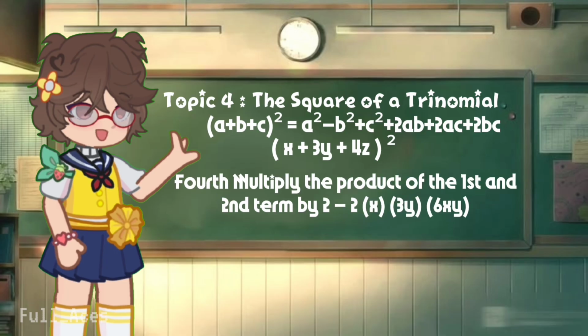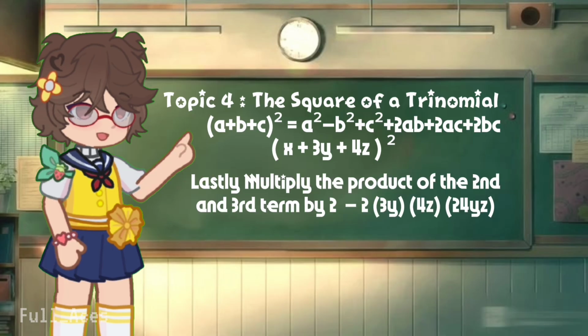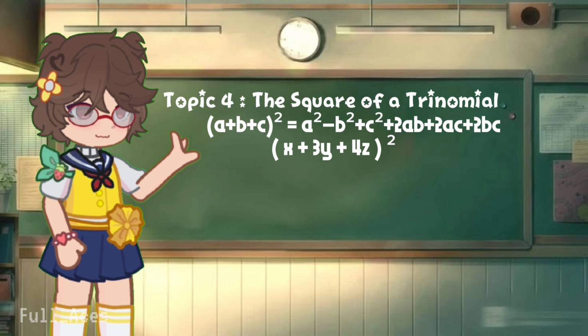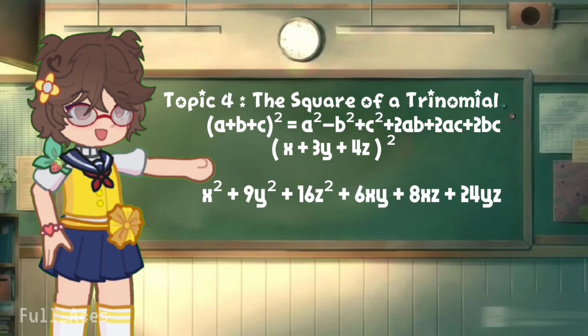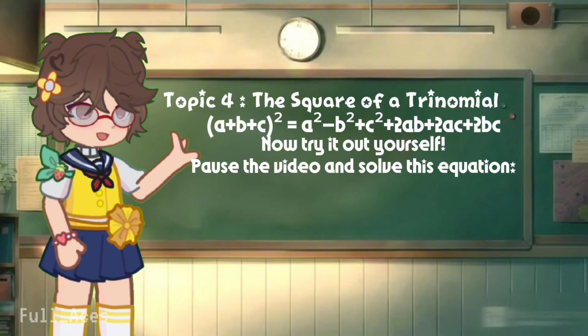Fourth, multiply the product of the first and second term by 2: 2 multiplied by x multiplied by 3y, or 6xy. Lastly, multiply the product of the second term and the third term by 2: 2 multiplied by 3y multiplied by 4z, so it will be 24yz. So your final answer is x squared plus 9y squared plus 16z squared plus 6xy plus 8xz plus 24yz. Now, try it out yourself. Pause the video and solve this equation.